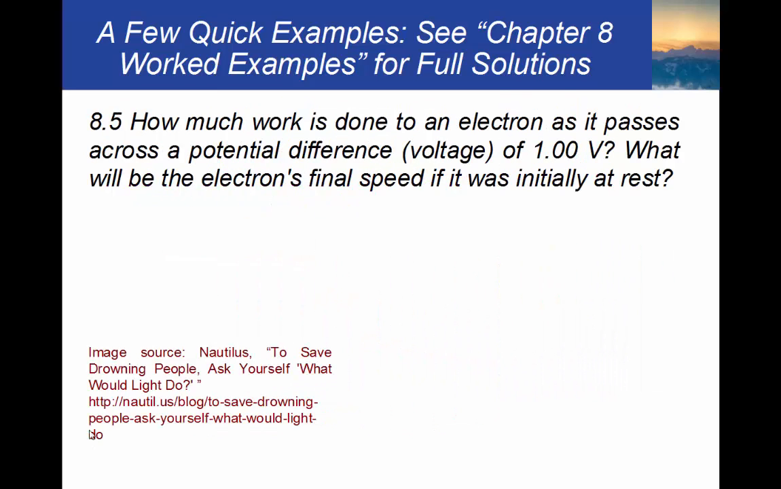Next question, how much work is done to an electron as it passes across a potential difference, sometimes called a voltage or a voltage drop? How much work is done to an electron when it goes through a voltage of 1.00 volts? And also, what will the electron's final speed be if it was initially at rest?